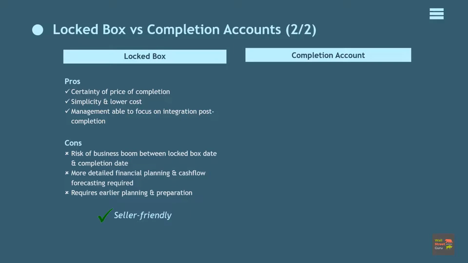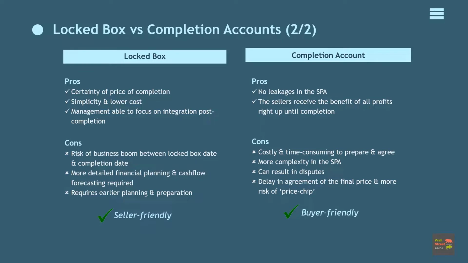Overall, the lockbox mechanism is generally considered to be seller-friendly, because it provides for price certainty up front, rather than being subject to a post-completion adjustment at a later stage. For completion accounts, the advantages of employing this method include: there should be no leakages referenced in the SPA, which may speed up negotiations, and the sellers receive the benefit of all profits right up until completion.